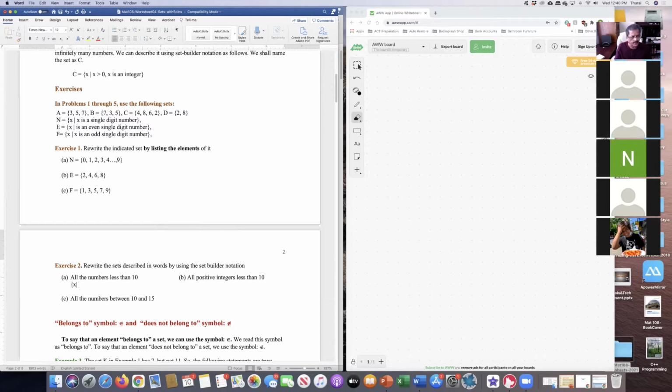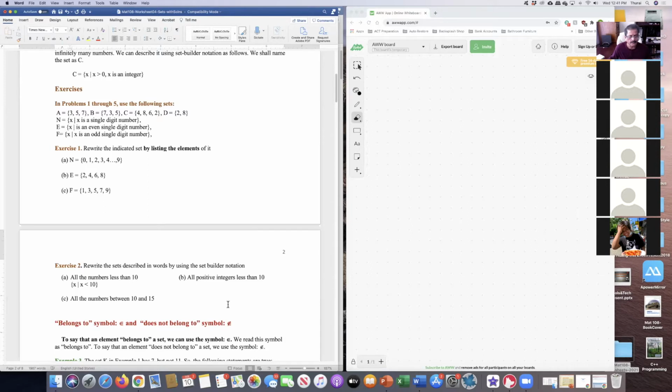And so inside the curly bracket, after the vertical line that represents such that, what condition do I write? X smaller than 10, right? That's all. And so that's our answer. Set of all X such that X less than 10. Because all the numbers less than 10 means X has to be less than 10. That's the only condition. All right, so let's go to the second question.